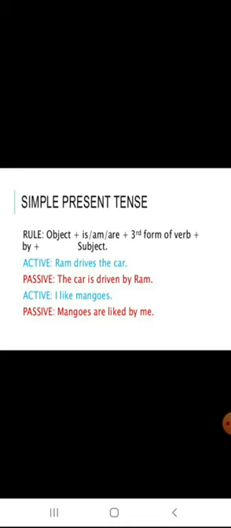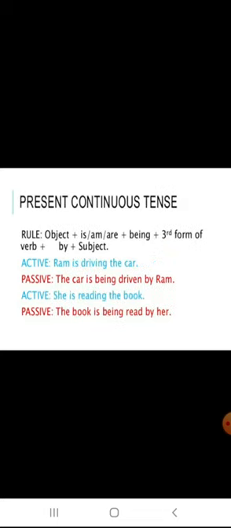Simple present tense, how we can change. The rule is: first the object will be there, then is, am, or any auxiliary verb, then the third form of a verb, then by, then the subject. Now the active voice, you see: Ram drives the car. The passive voice, how we can change: The car is driven by Ram. I like mangoes. Mangoes are liked by me. We used by; the subject goes as an object and the object goes as a subject in the present tense.